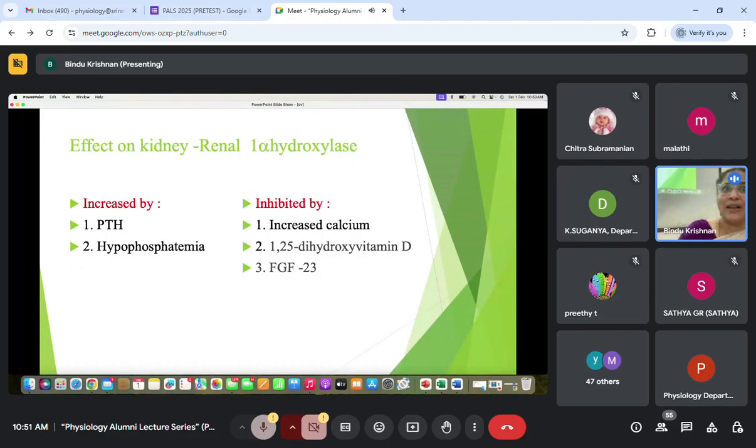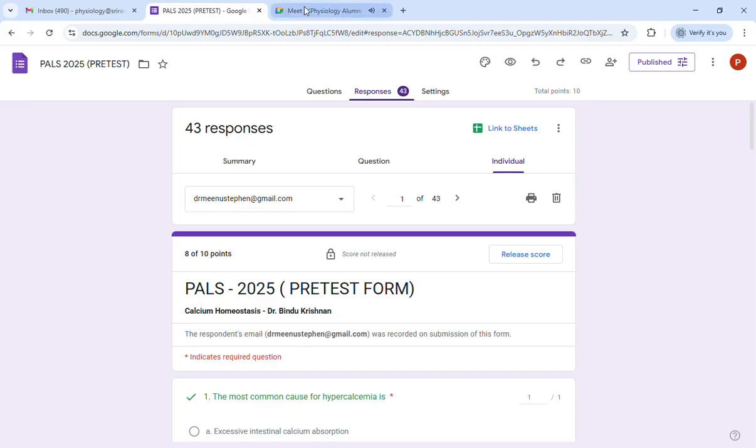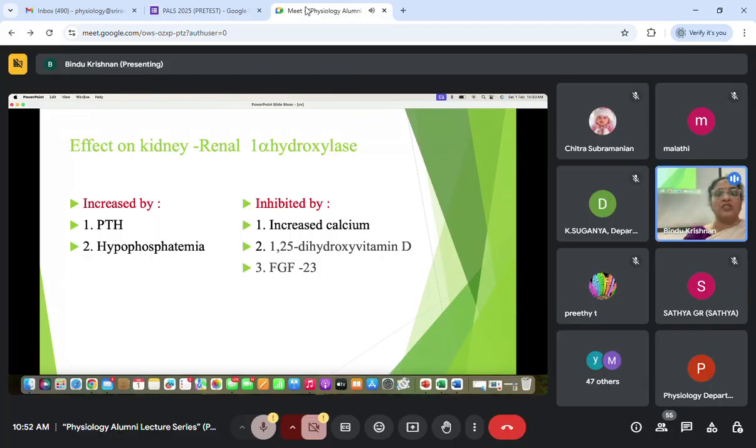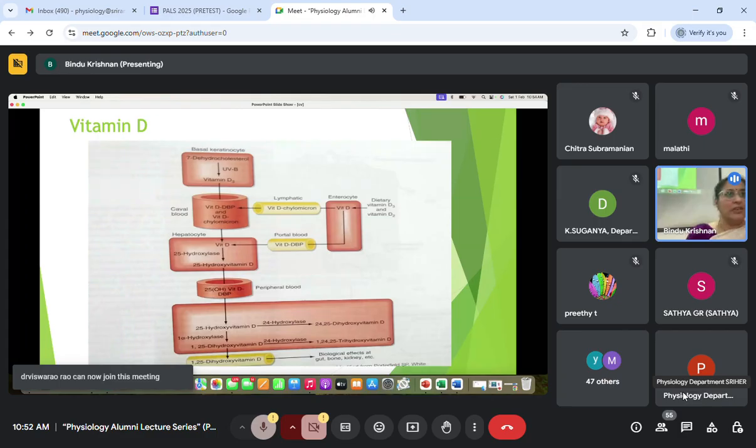So this 1-alpha hydroxylase is very important because it is a limiting enzyme in the synthesis of vitamin D, which we will be seeing later. It is increased by PTH or when I have hypophosphatemia, and it is inhibited when the calcium level is more, or the active vitamin D level is high, or by FGF, the fibroblast growth factor, which we will see in a couple of slides. So these are the inhibiting factors, and these factors increase the renal 1-alpha hydroxylase. Now moving on, with this we finish parathormone.